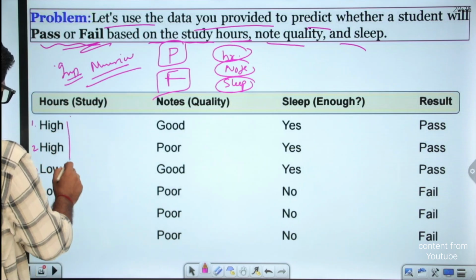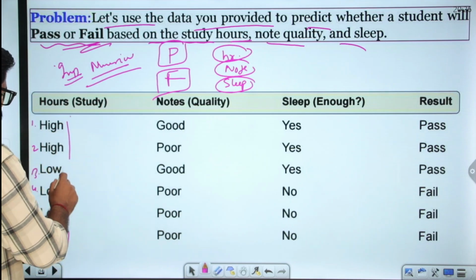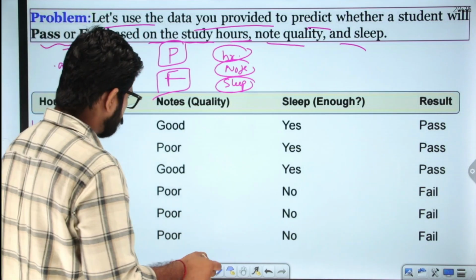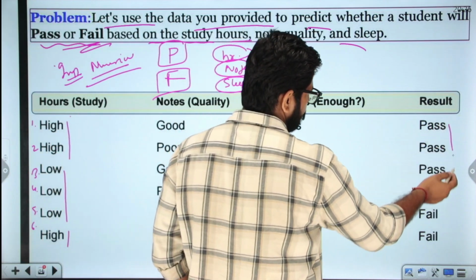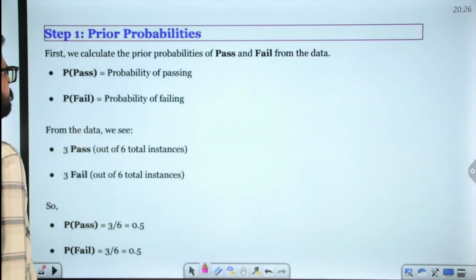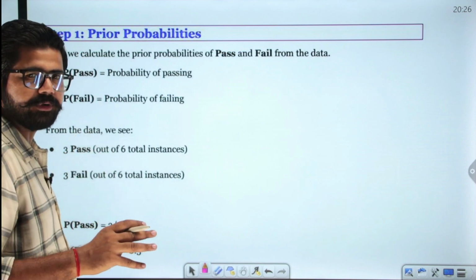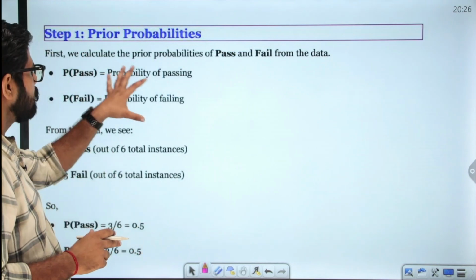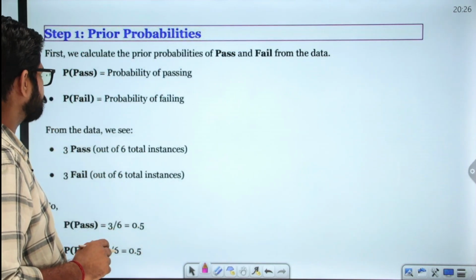So I think for study hours, high we have 3 here, low we have 3. Similarly, I think here pass is 3 and fail is 3 in the combination. Moving further, since we need to make the video short, some calculations I have already done and mentioned to you.